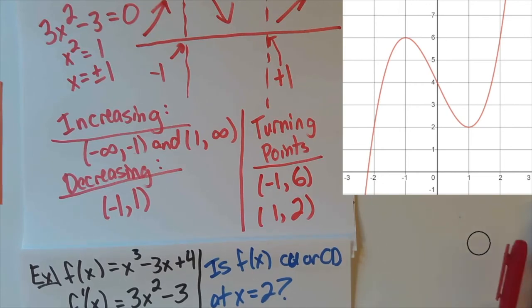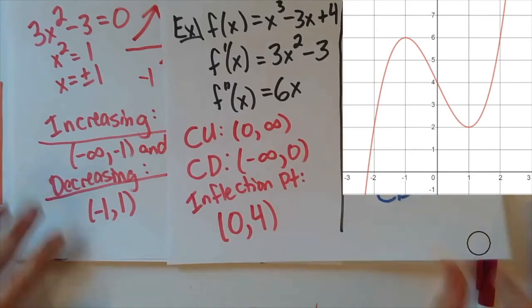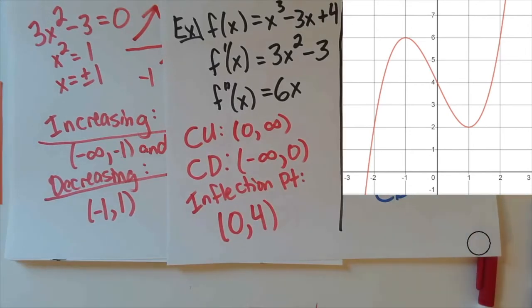Okay, so most questions won't ask you all of those things. Most questions will ask you some combination of those things. So they might ask, on what intervals is this function increasing? Or on what intervals is this function both increasing and concave down? Or is it concave up or concave down at these points? Or what are the x and y coordinates of the inflection points? Or what are the x-y coordinates of the turning points? And so each question will ask you some subset of those.